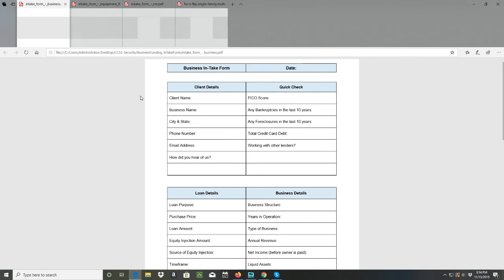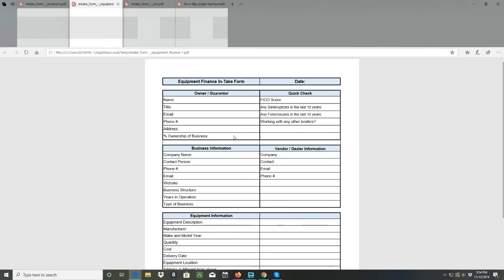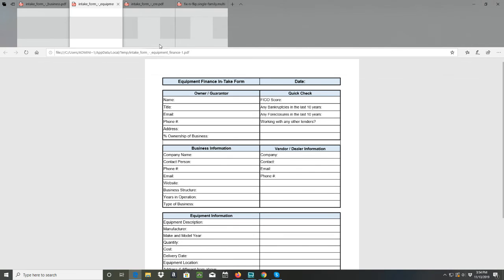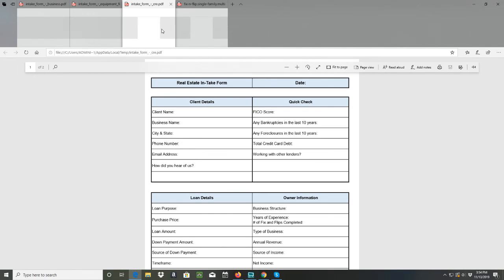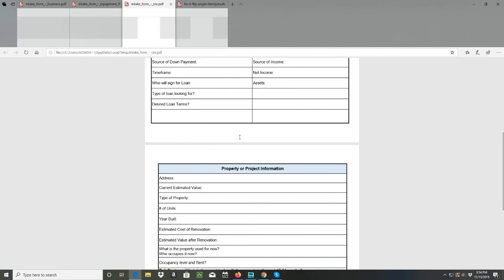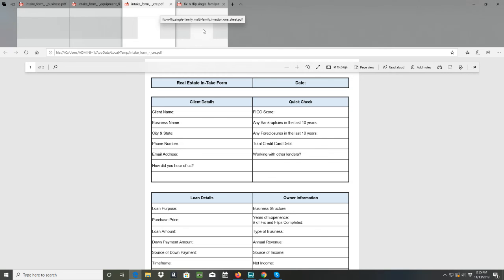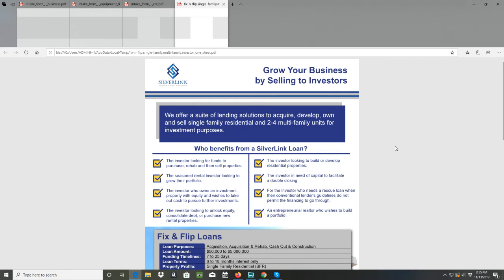I have about 6 minutes left. This is an intake form for equity finance. And this is an intake form for real estate intake, that is, if I were to take it, or someone who is part of SilverLink, the rest of the team there. We will not have time for this one here, but this is fix and flip.